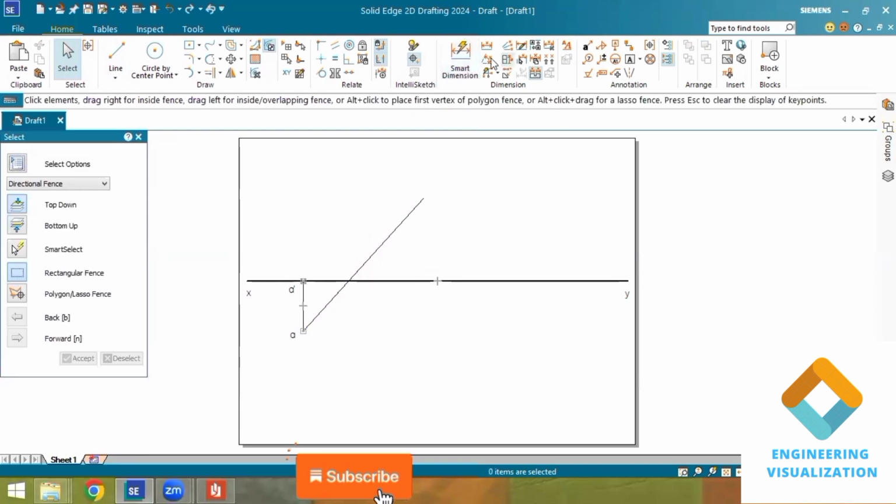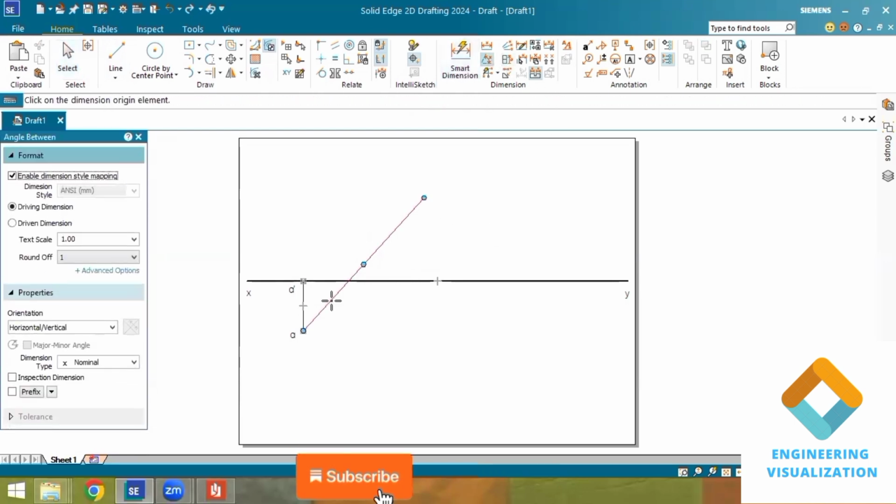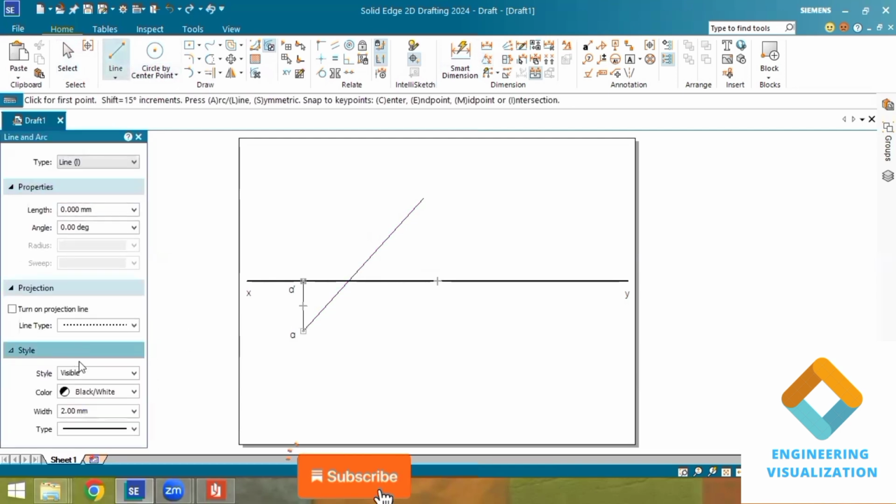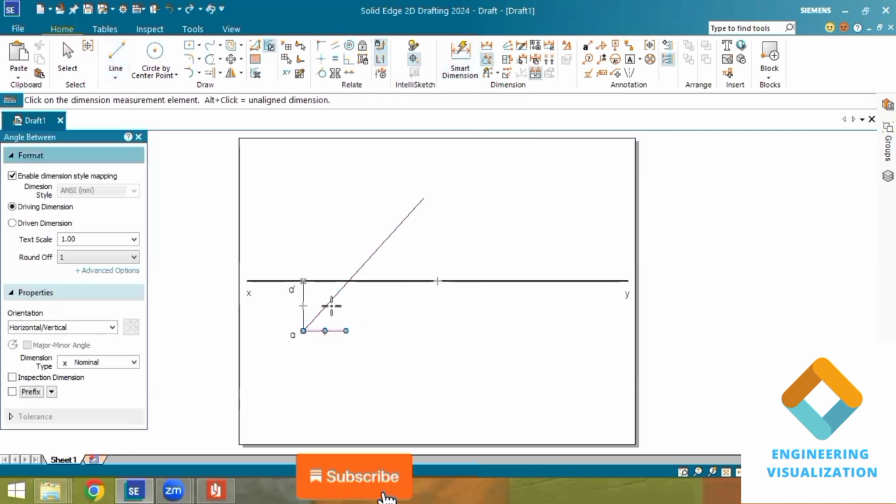Now you can see, I'll go to angle between. Before that I'll draw one smaller horizontal line from the top view A. Then go to angle between and select the angle between these two lines, and the angle you're getting appears. Now we can modify it, change it to 45. Yes, now it has been changed. This is the top view connecting line at an angle of 45 degrees.